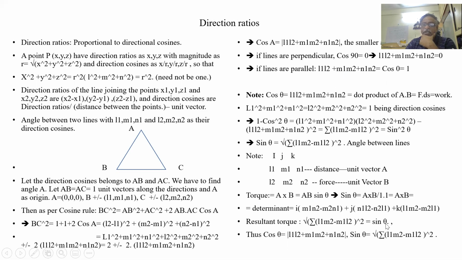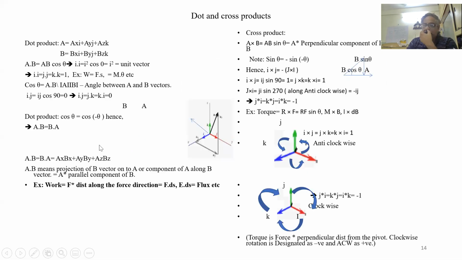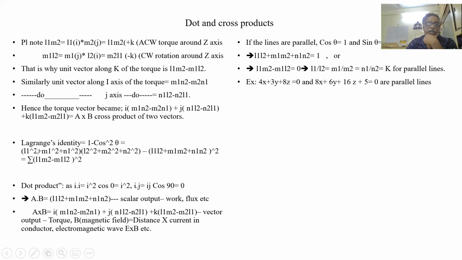That is nothing but AB sine theta. When A and B are unit vectors, this is sine theta. The same thing has been taken as Lagrange's identity. So sine square theta is sigma of (L1 M2 minus M1 L2) whole square. This is because of the cross product. Minus is because this is clockwise rotation, this is anti-clockwise. Plus is anti-clockwise, this is minus.